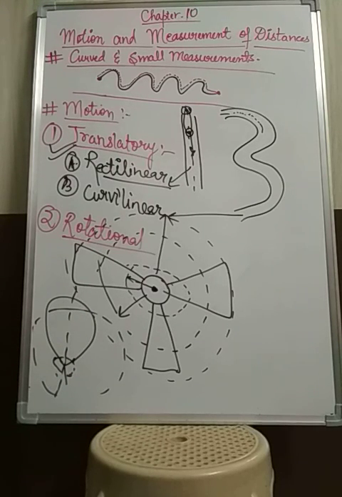Hands of a clock, rotation of the earth on its axis, wheels of a bullock cart, and the blades of a fan are some examples of rotational motion. So that's all for today, students.